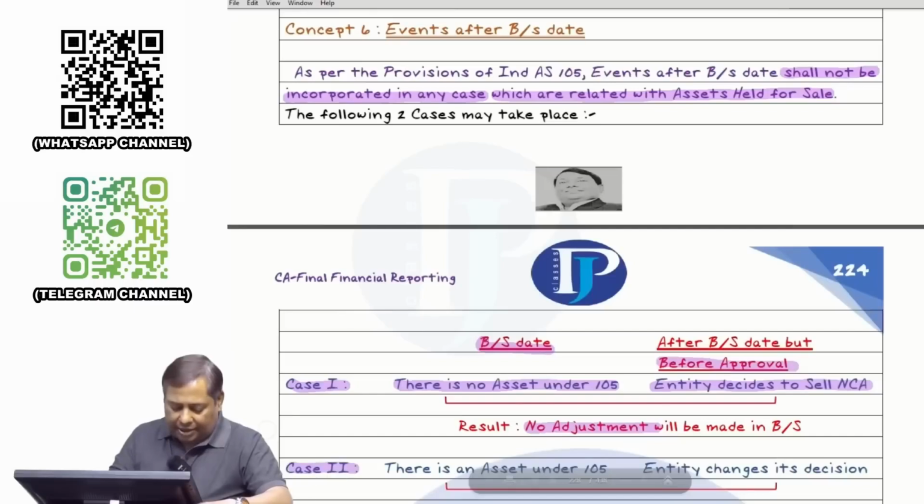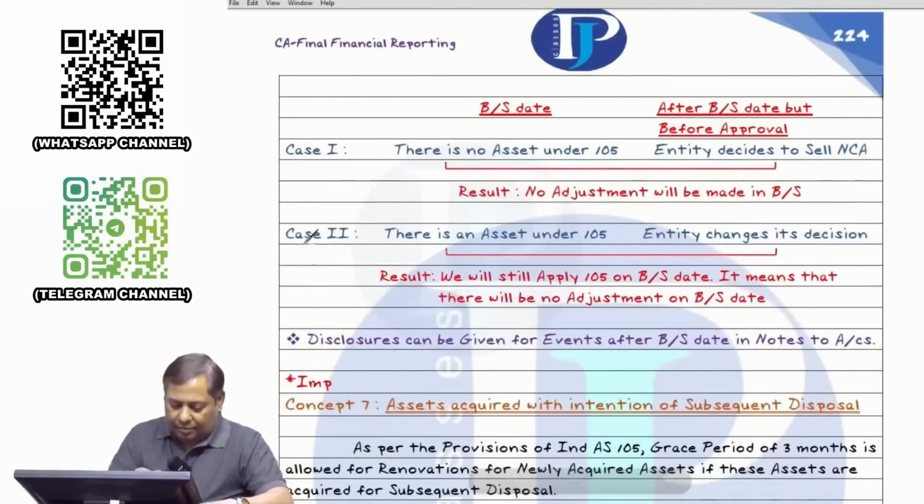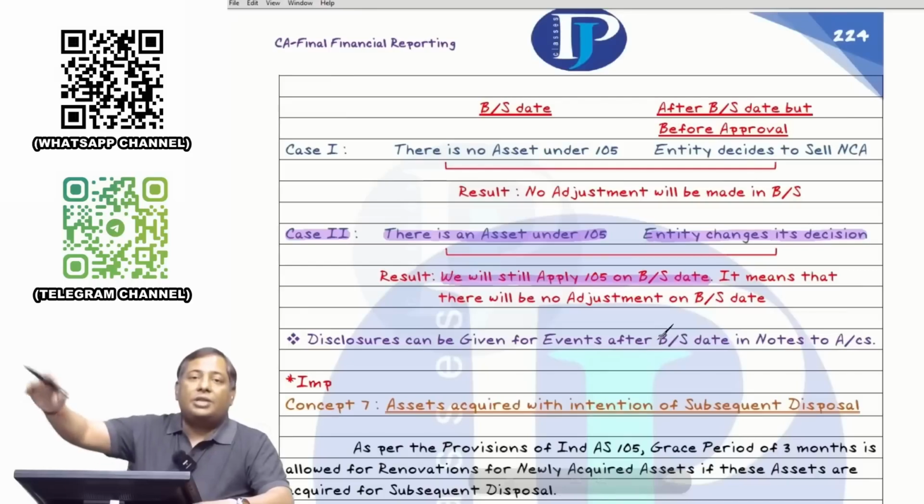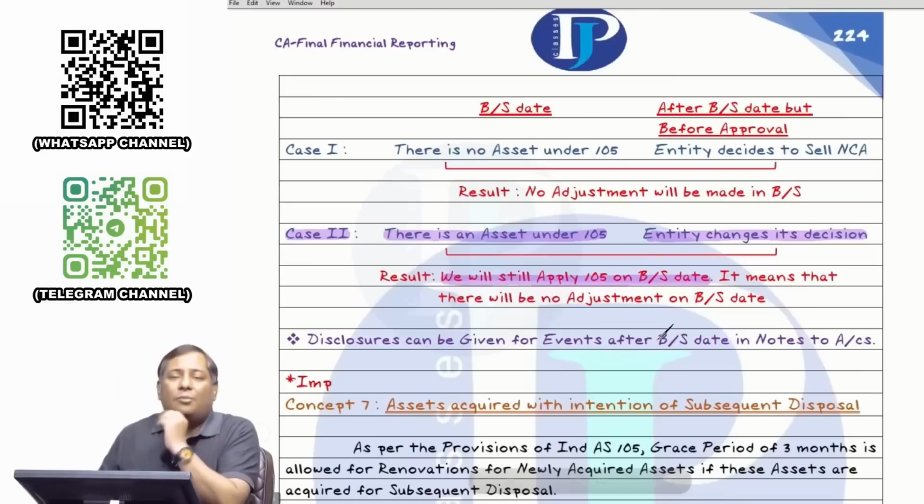Now the second case. Look at the second case. Students, we had an asset of 105. But if there is a change in plan, still we won't make adjustments. We will still apply 105 in the balance sheet date and look at the change in plan next year, okay? So this means you don't have to make any adjustments related to 105 in Ind AS 10. This is the rule that I told you.